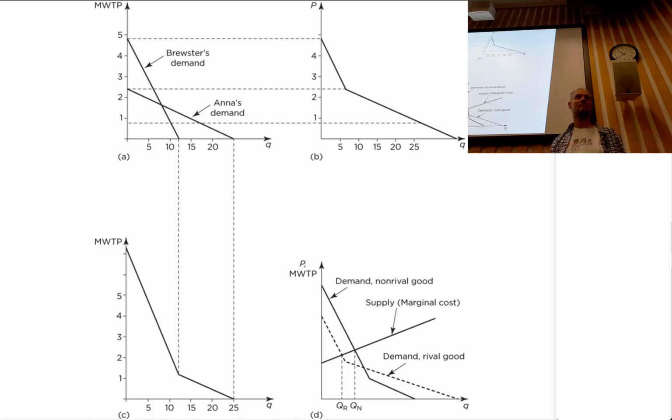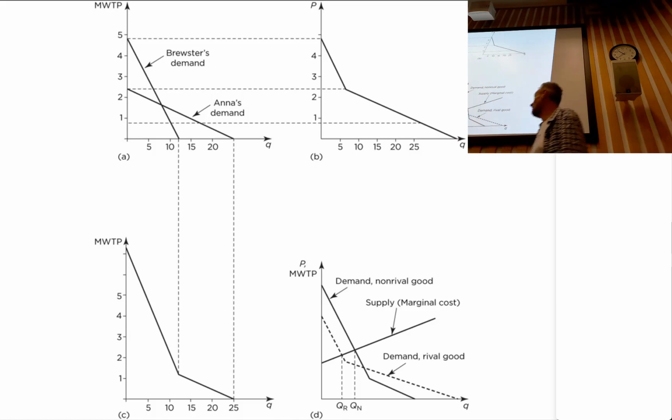Right? In the private good, the total willingness to pay is actually 5. Because if there's nothing on the market, Brewster will pay 5, Anna will pay 2.5, and the good goes to Brewster, and Anna doesn't matter, right? So that's the difference that rivalry makes. We add up the two demand curves horizontally, no, vertically. And the result is this demand curve for the public good and that demand curve for the private good.